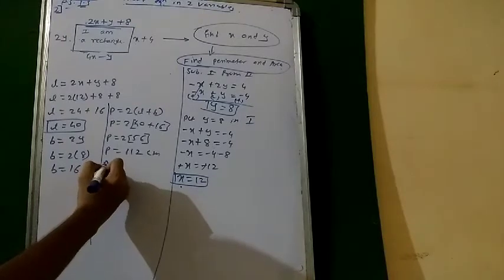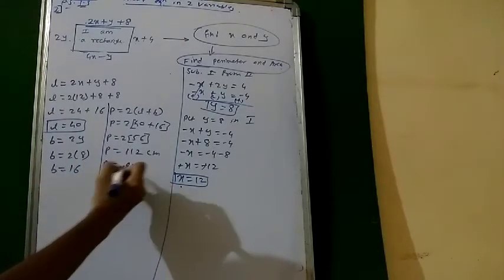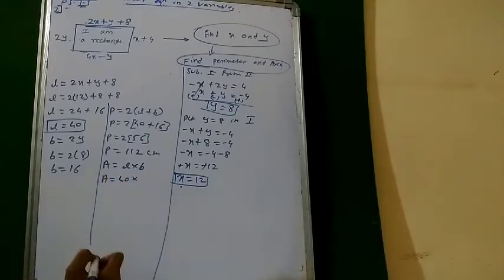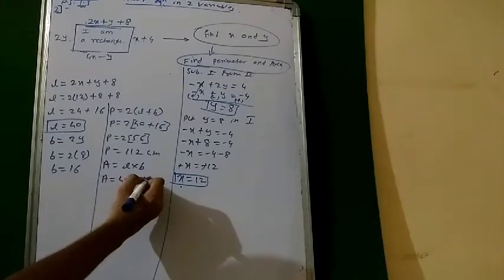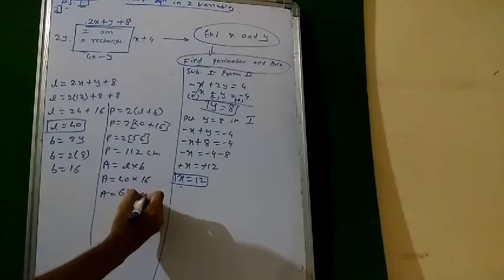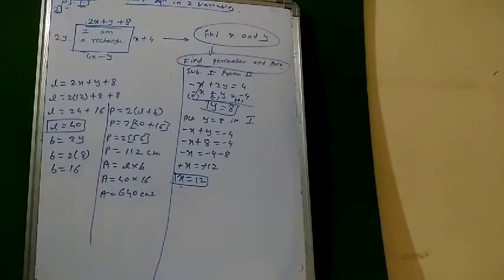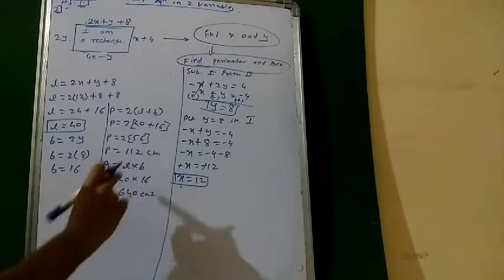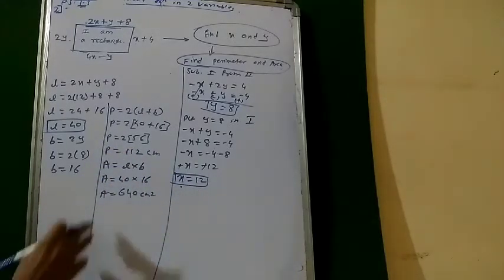Now what about the area? Area is equal to length into breadth. What is the length? 40. What is the breadth? 16. So area is 16 4s are 64, so 640 centimeter square, or meter square, whatever is given. Perimeter is in centimeter, area is in centimeter square.